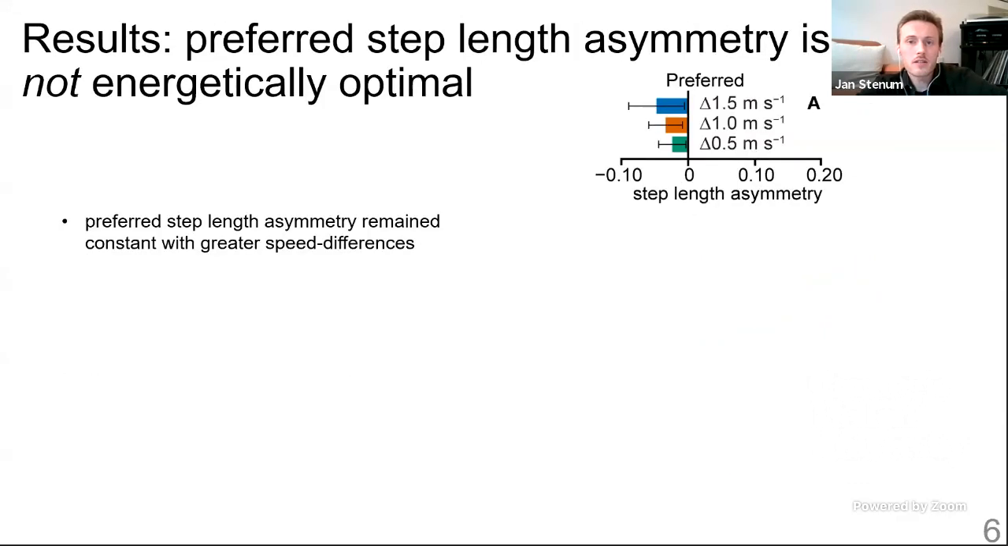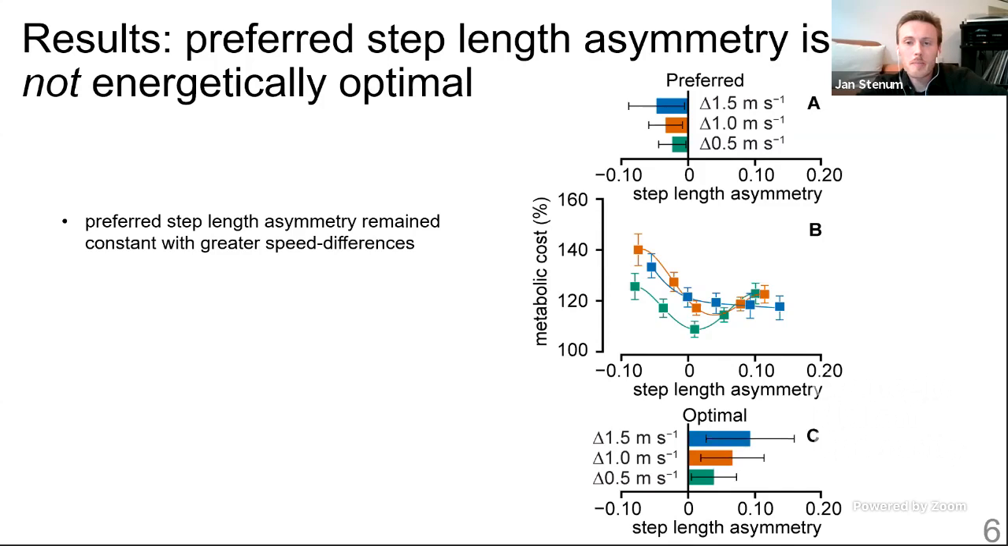When we next look at the preferred values of step length asymmetry, we find that those are not different between the speed differences. And when we look at the cost landscape that the cost mapping of step length asymmetry produced, we find that those are similar in the left-hand portion of the curves with negative step length asymmetry in that they decrease, but they are different between the conditions in the right-hand side of the curves with positive step length asymmetry, so that the 0.5 meters per second speed difference increased to form a U shape. The 1 meter per second difference increased moderately, and the 1.5 meters per second condition plateaus.